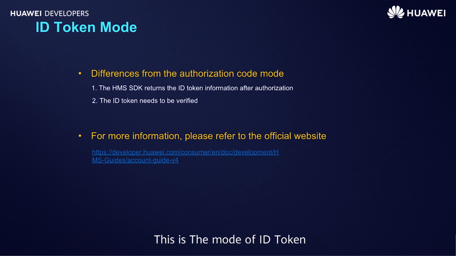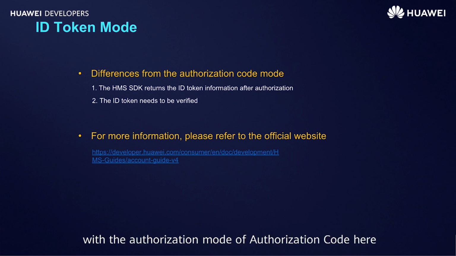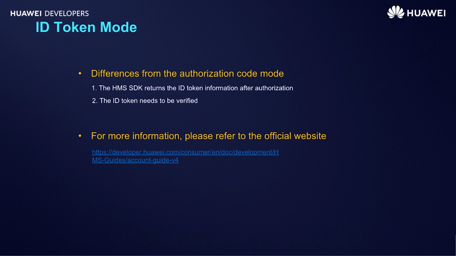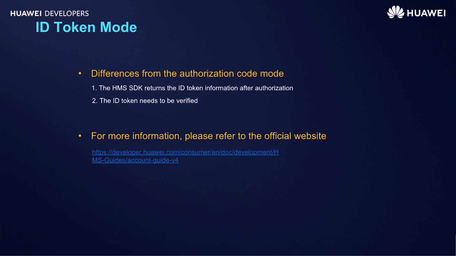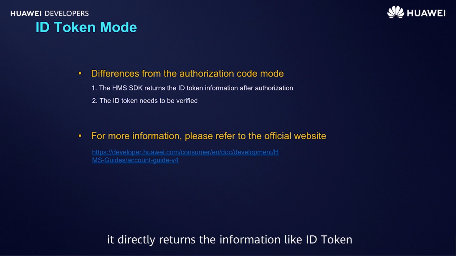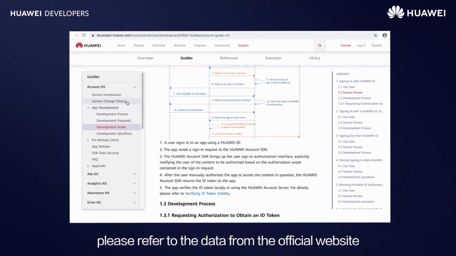This is the mode of ID token. We introduced the mode of ID token in the previous authorization process. Let's emphasize its differences with the authorization mode of authorization code here. There are mainly 2 points. 1. After the ID token mode is successfully authorized, it directly returns information like the ID token. 2. Before the use of the ID token, its effectiveness needs to be verified. For more information and use introduction, please refer to the data from the official website.